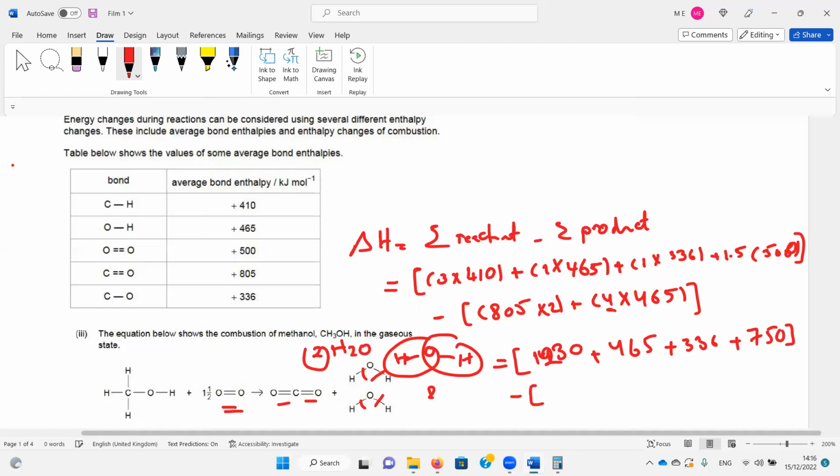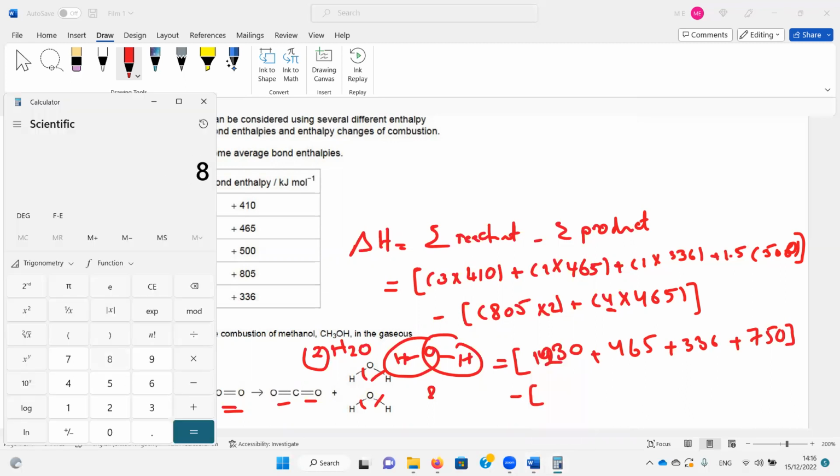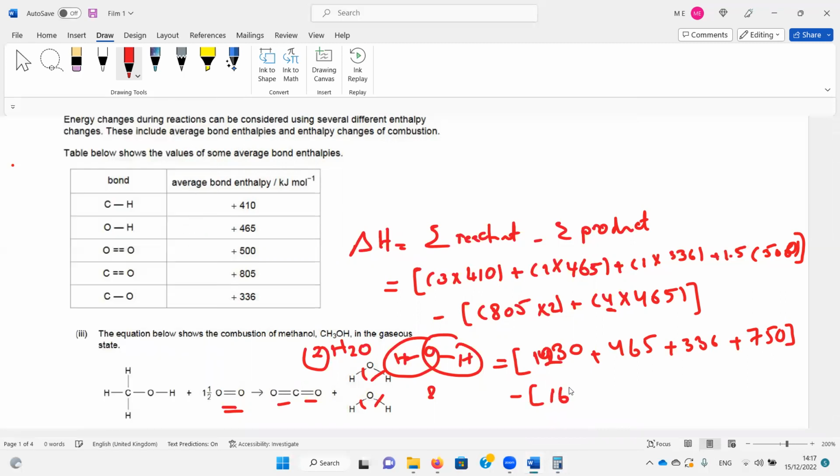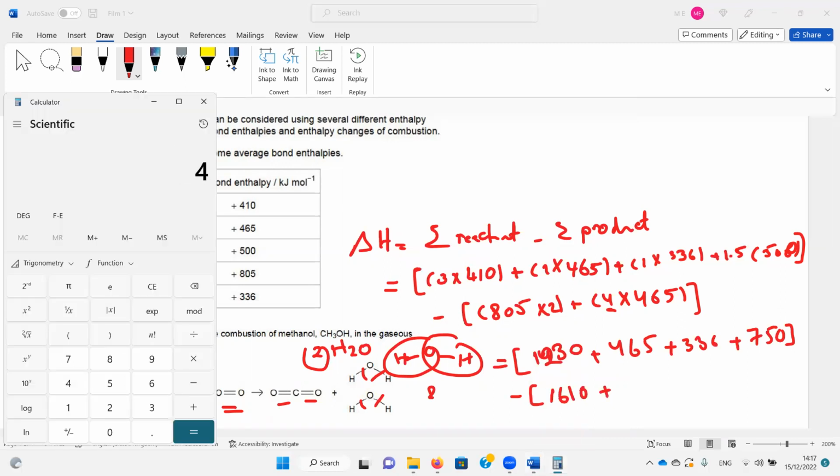here you have 805 times 2, that's 1,610, plus 4 times 465, that's 1,860.